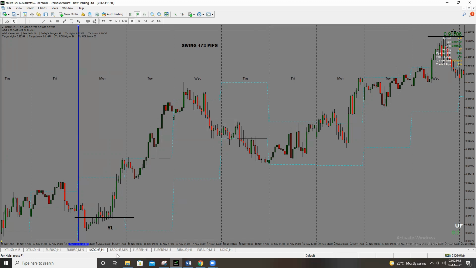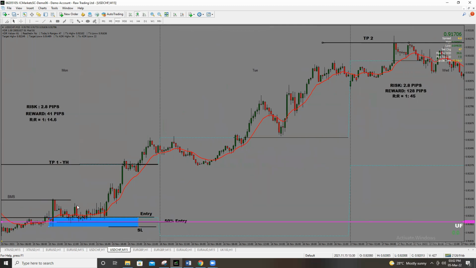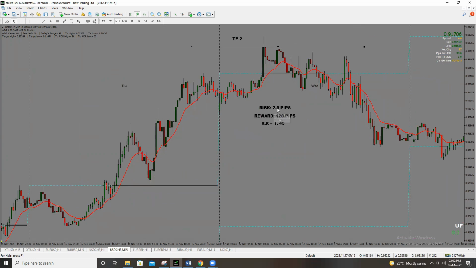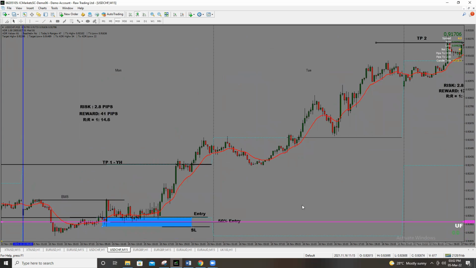And now on lower time frame, or you can just hold it for 2 days. If you held it for 3 days, to the high, risking the same 2.8 pips, the reward would have been 128 pips to this TP2, and the risk reward is 1:45, which is cool, right? It's awesome, right? Hopefully.